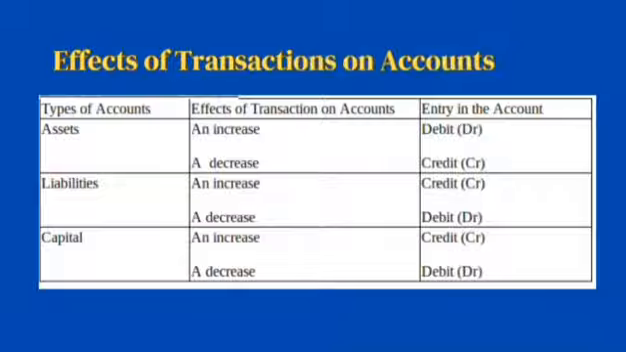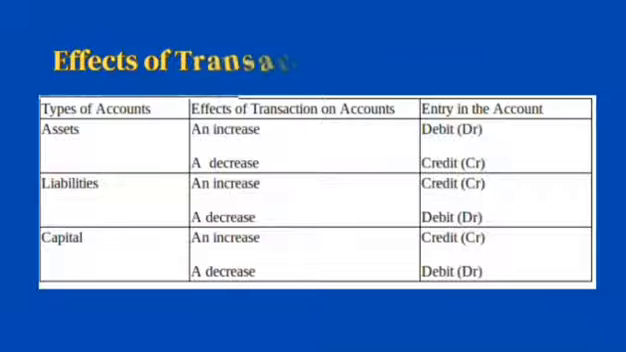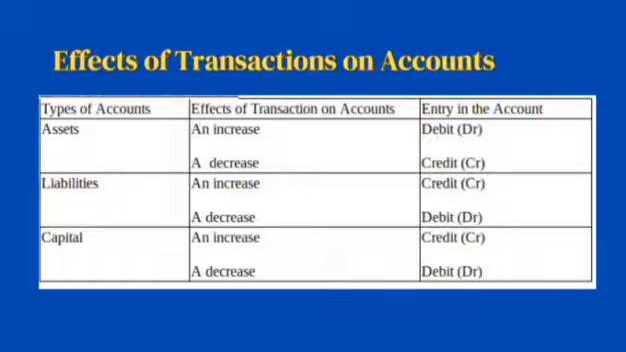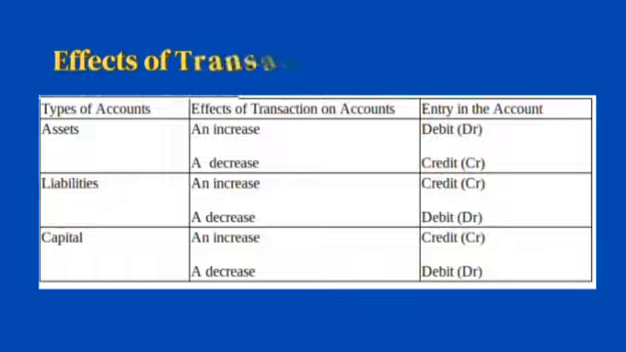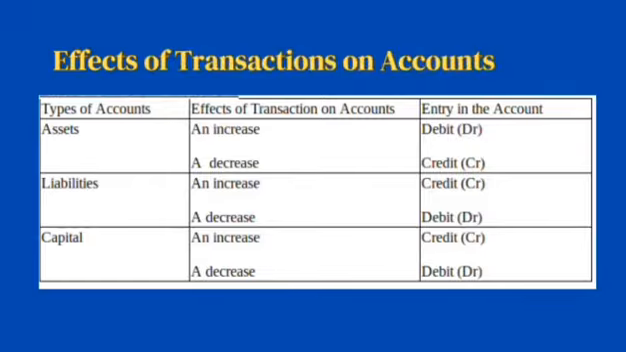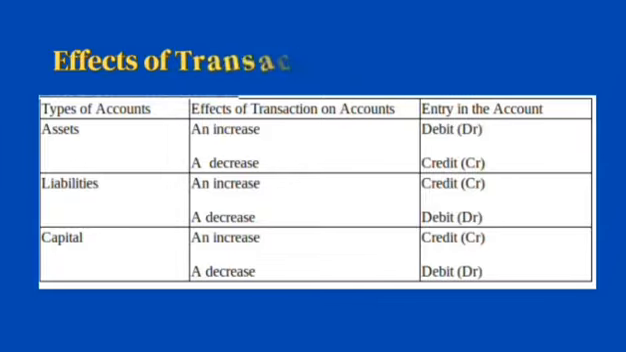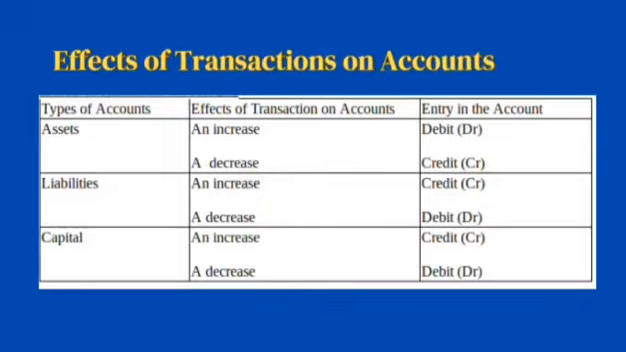So again, as an asset increases, you debit. As assets decrease, you make a credit entry. As liability and capital increase, you make a credit entry. And as liabilities and capital decrease, you make a debit entry.